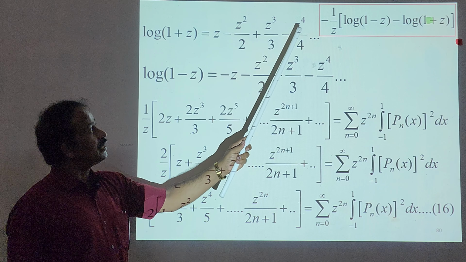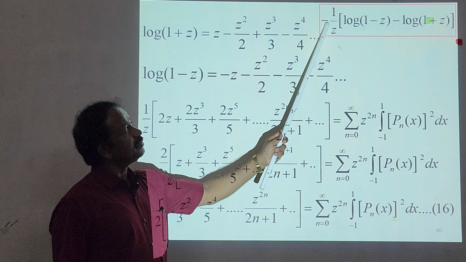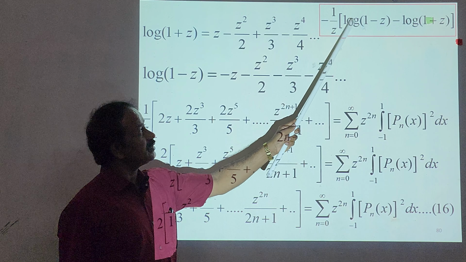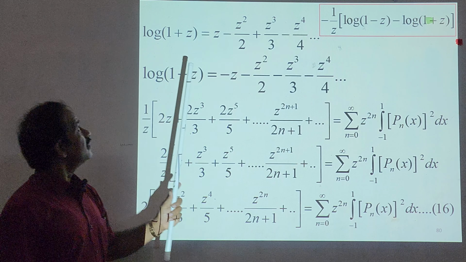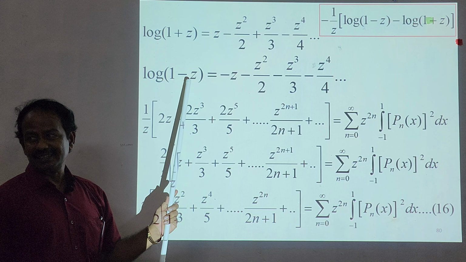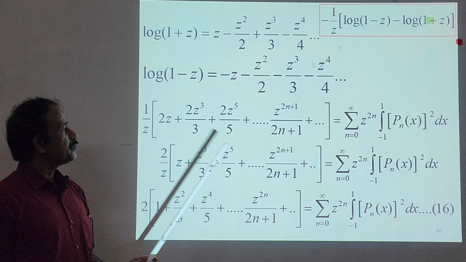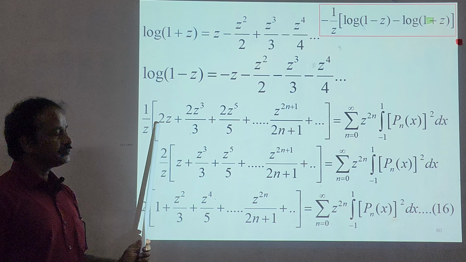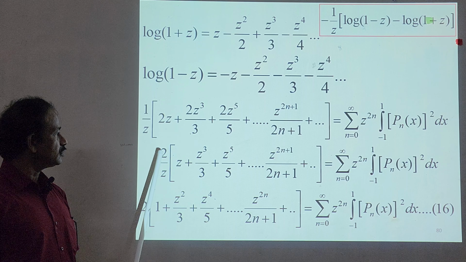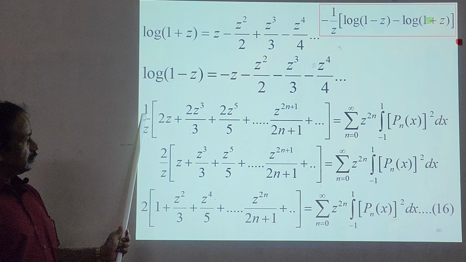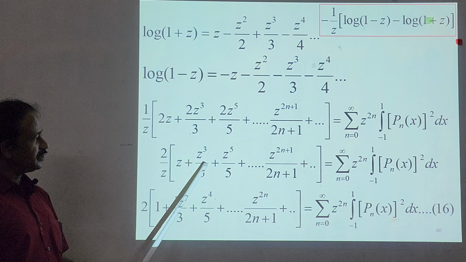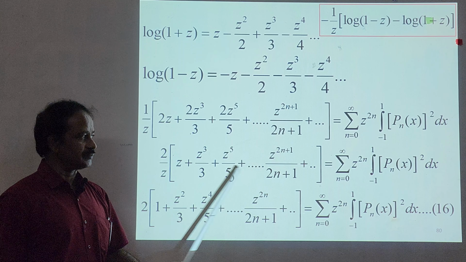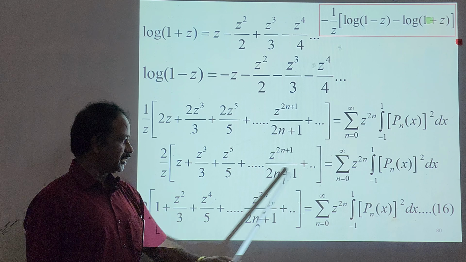Either way we can do it. Suppose 1 by z is multiplied by minus, just multiply with the minus sign. So this will become minus and this will become plus. If you subtract, the minus sign will get cancelled. Now this will be your last term. Now you pull 2 out. So 2 by z plus z cube by 3 plus z to the power 5 by 5 dot dot dot, the last term. This term let it be like this.